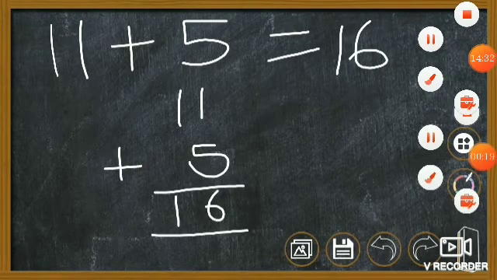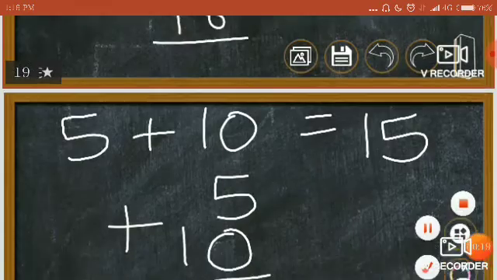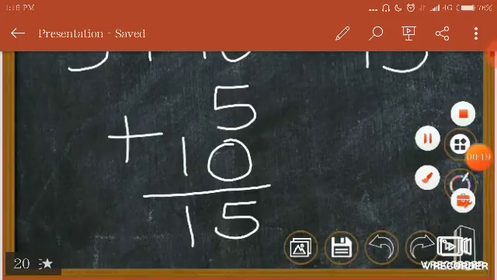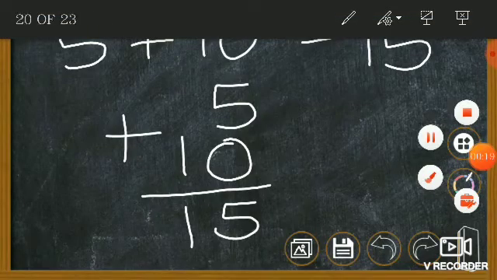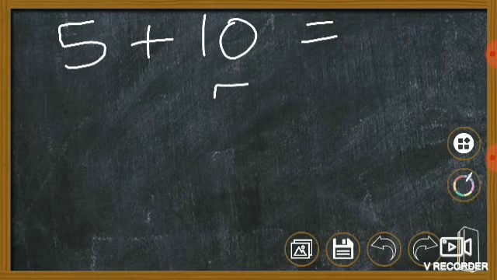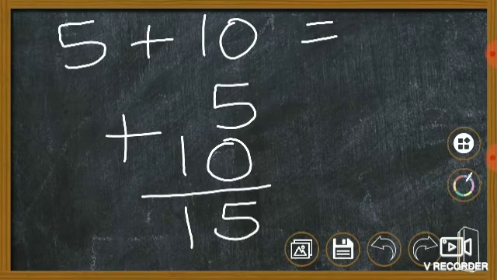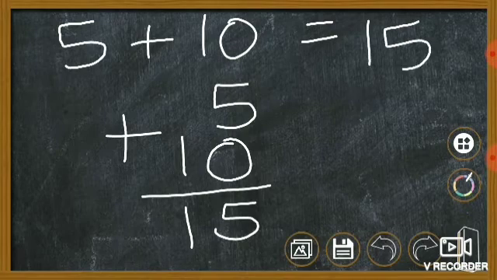And the last sum, what we are going to see in the last sum is 10 plus 5. 5 plus 10 is equal to... Adding 5 and 0 is 5 and bringing down the 1, the answer comes as 15.